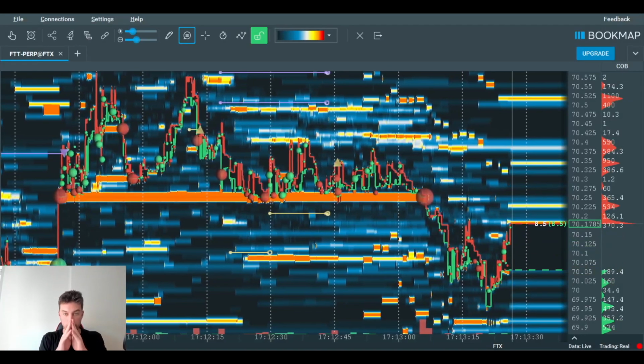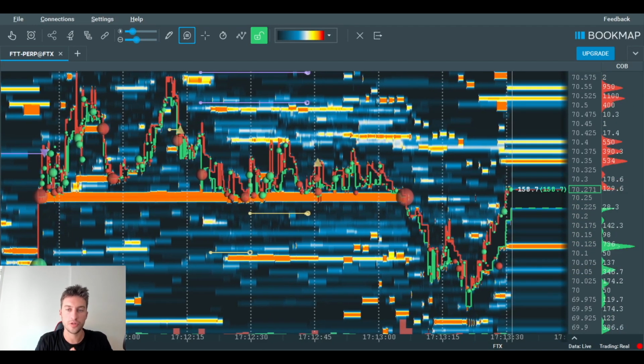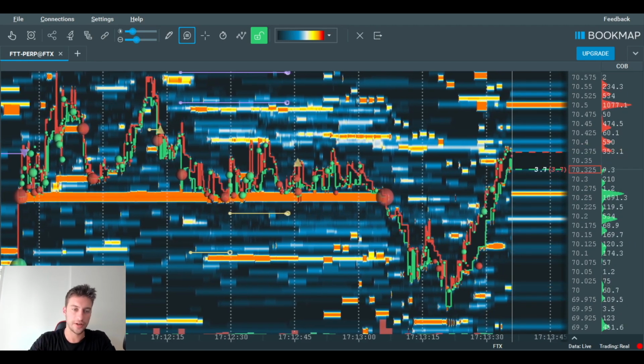Hello traders, I'm going to introduce you guys to some basic features of Bookmap that can help you get much better fills on your limit orders. Okay, so let's just dive right in.